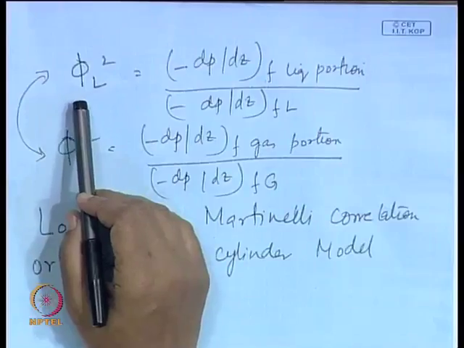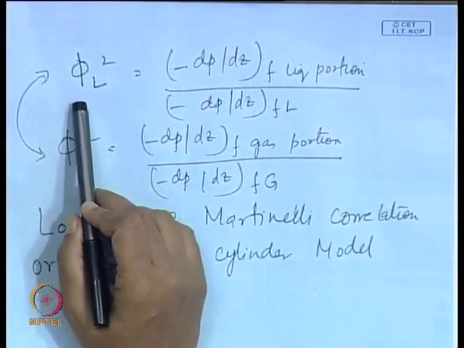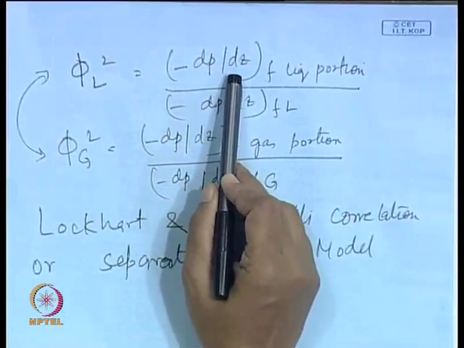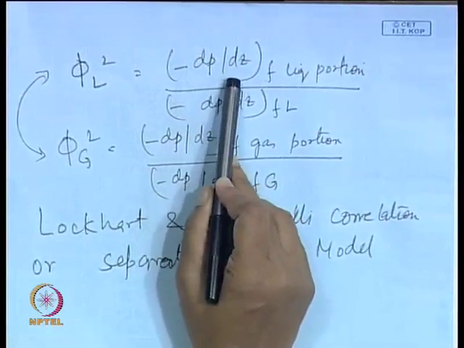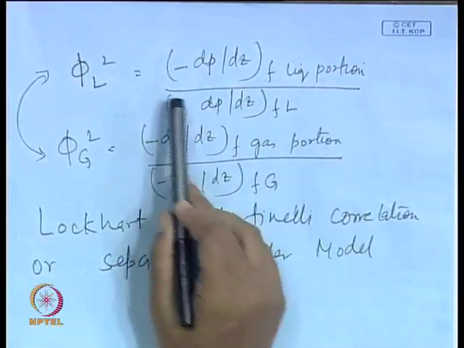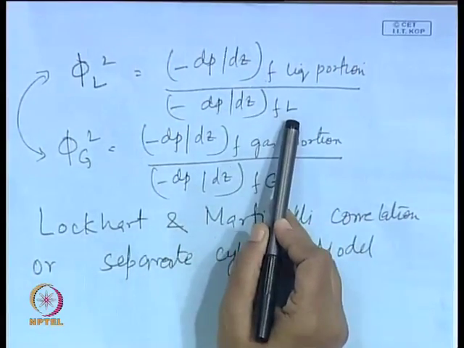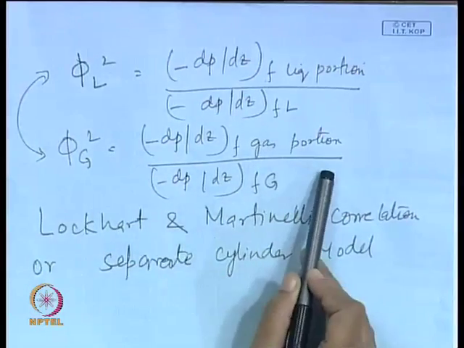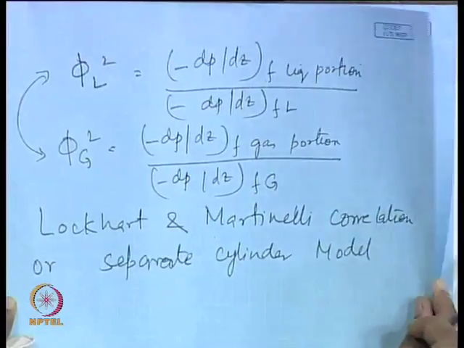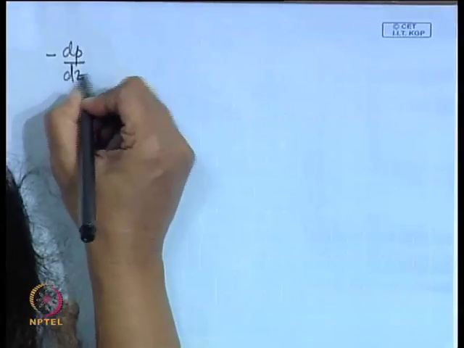Now, let us start from the basic definitions of phi L square and phi G square, and then let us see what is the analytical expression for the two. Now, in the last class, in the last slide, I had already written down phi L square. It is minus dP dz frictional for two phase, which is nothing but minus dP dz frictional liquid portion divided by minus dP dz frictional when liquid flows alone in the pipe. Similarly, phi G square was defined. Now, if we start from the basic definition, what do we get? What is this minus dP dz f liquid portion? Let us do the derivation and see what we arrive at.